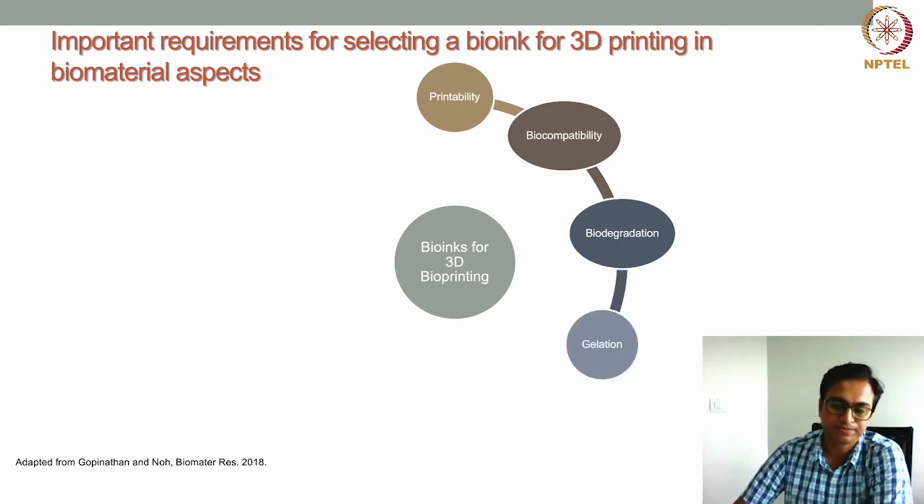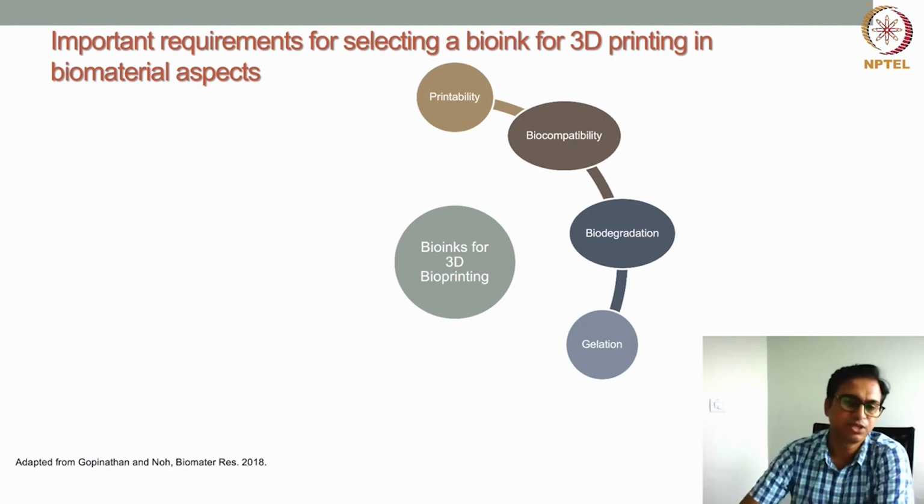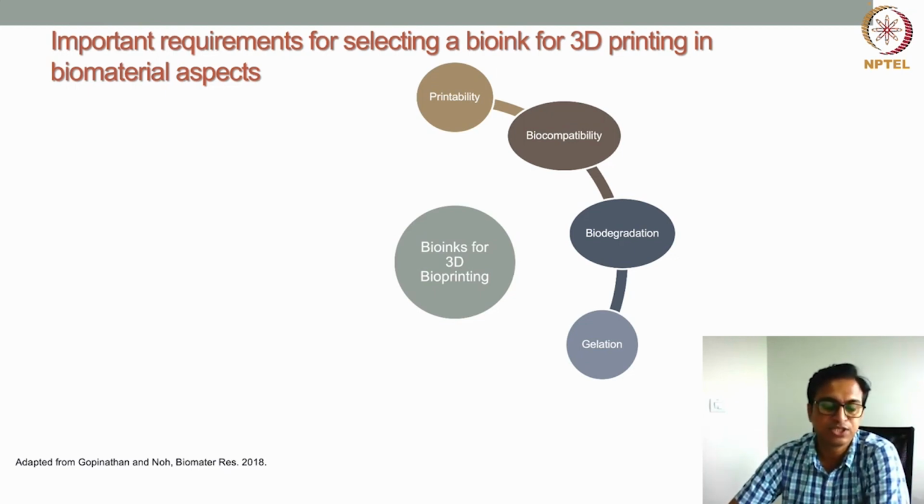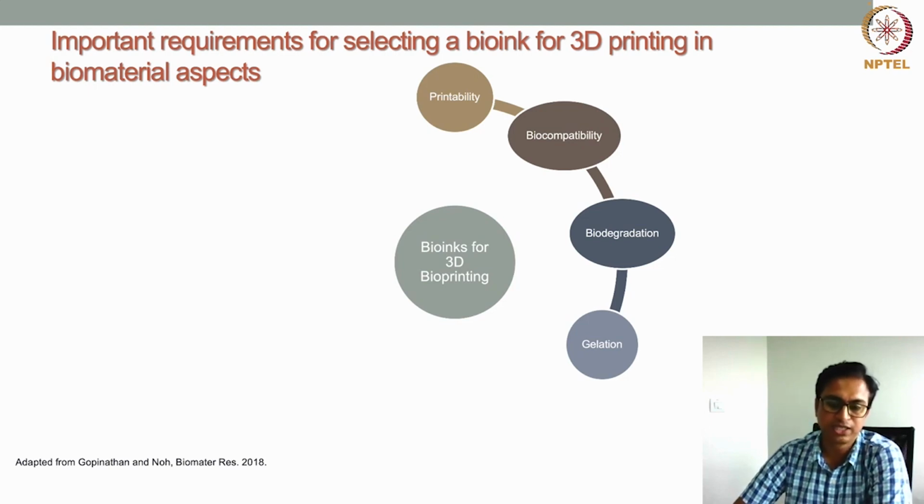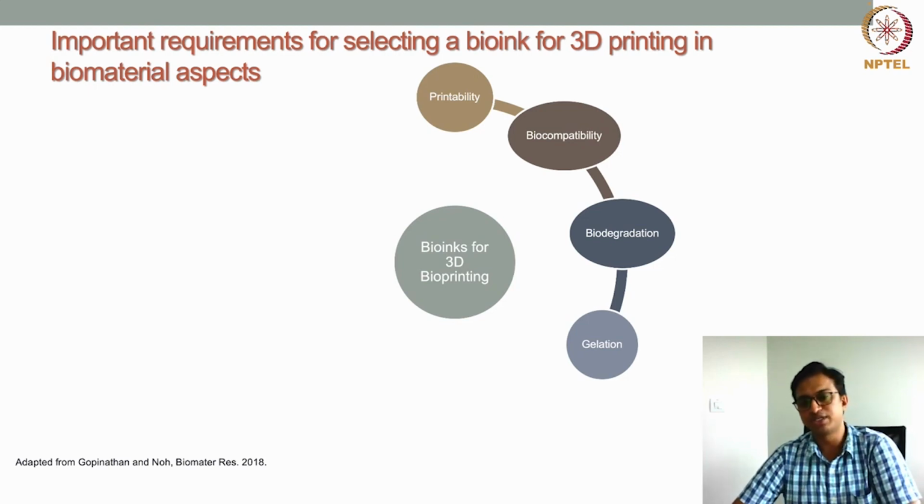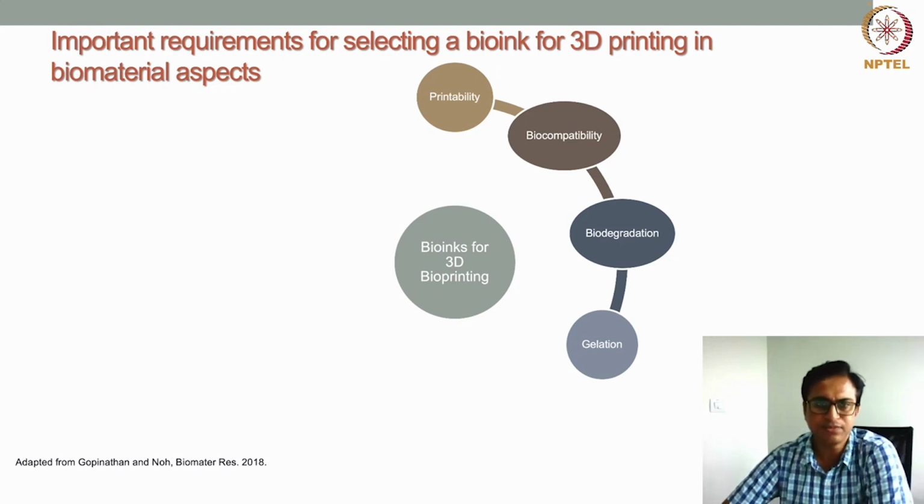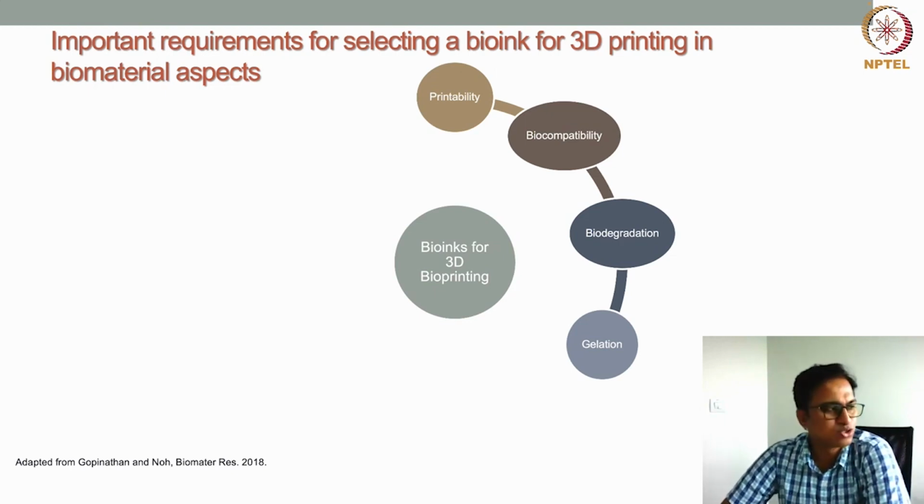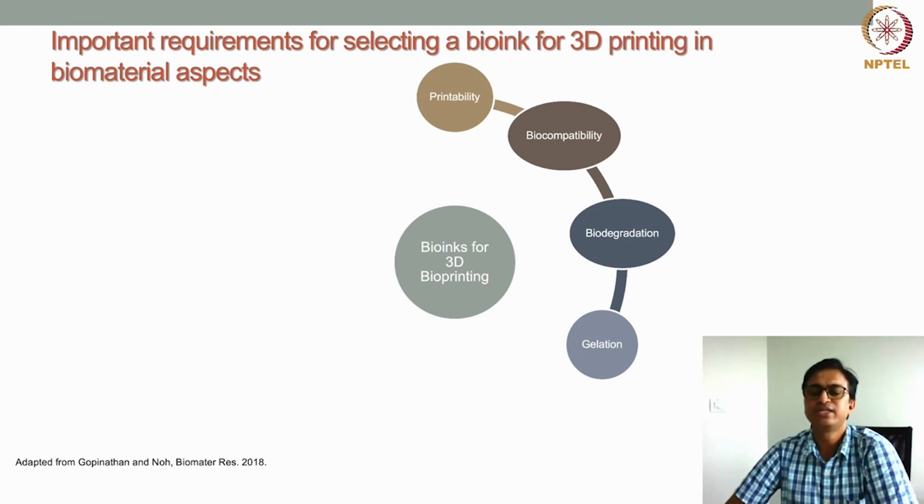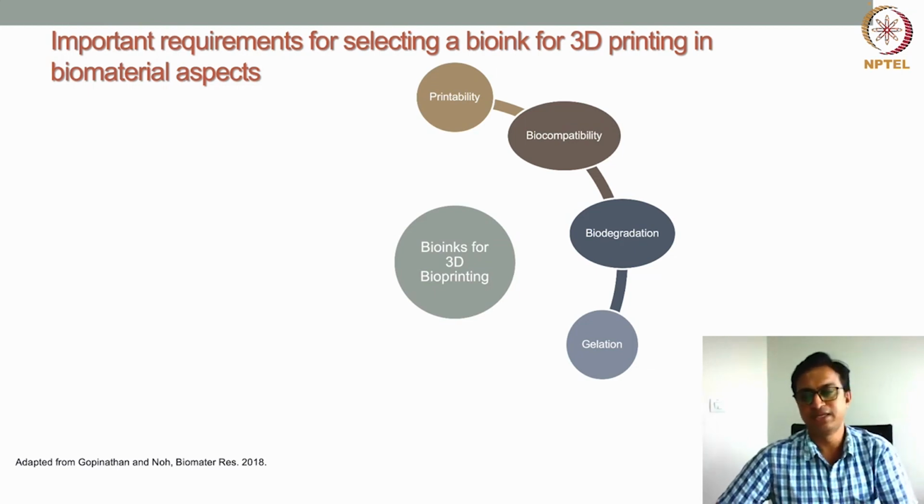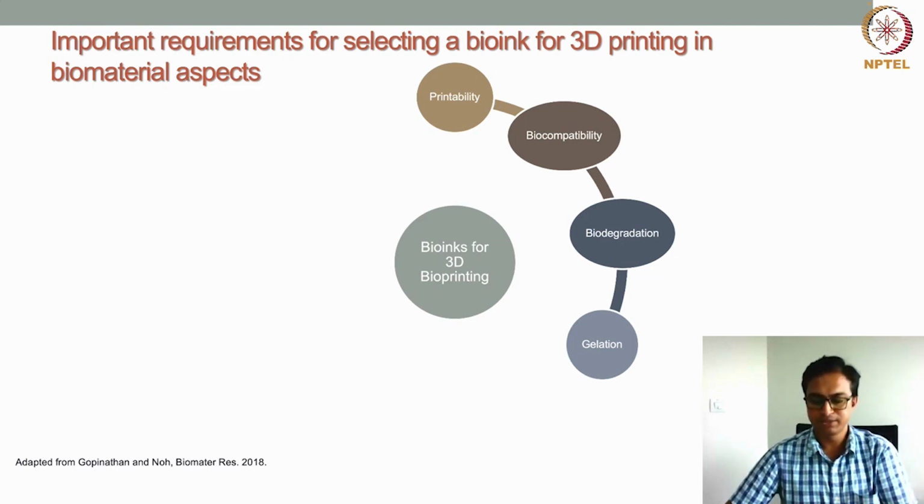Then the other thing is, as the material comes out of the nozzle, the gelation should start, or the solidification of the material. Solidifying the material is very important. So that is another important requirement. The material should be able to gel by any of these means, either physical, chemical, or photo. So gelation is another important criterion.